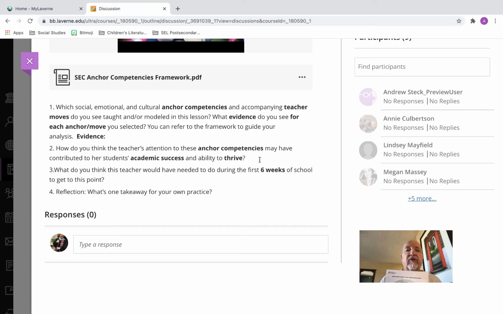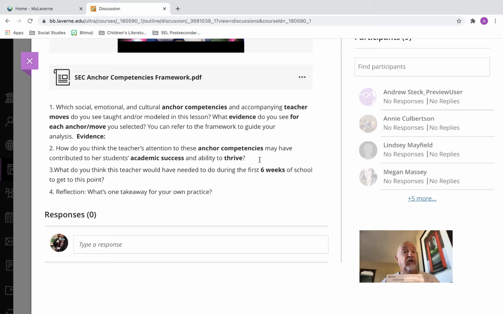How do you think the teacher's attention to those anchor competencies may have contributed to her students' academic success and ability to thrive? Remember that when you teach social emotional learning, your students will be more successful academically. And that's what the research is saying. What do you think this teacher would have needed to do during the first 6 weeks of school to get to this point?